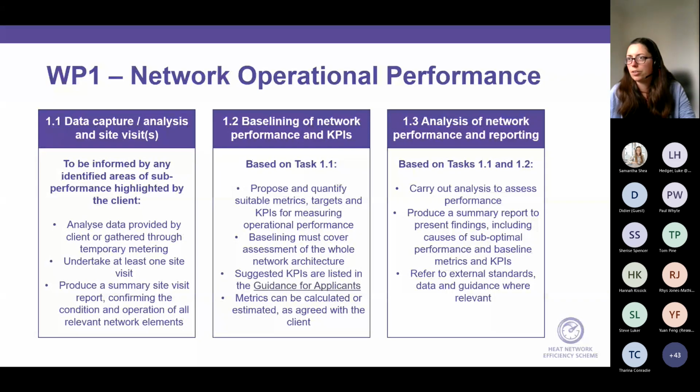So the second part of work package 1 is to baseline network performance and to develop some key performance indicators. So we would want you to propose and quantify any suitable metrics, targets, or KPIs for measuring operational performance. And any baselining that you do must cover assessment of the whole network infrastructure. It can't just be on one portion of it. It has to look at the whole network.